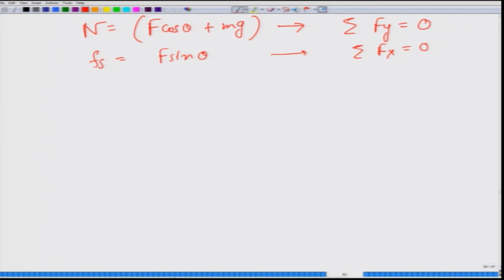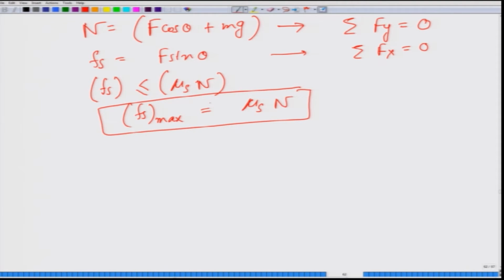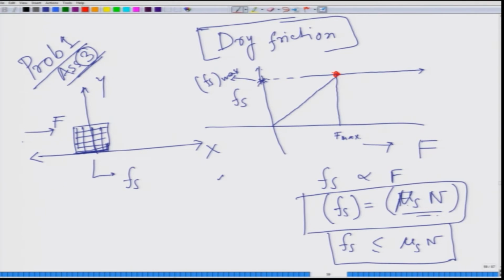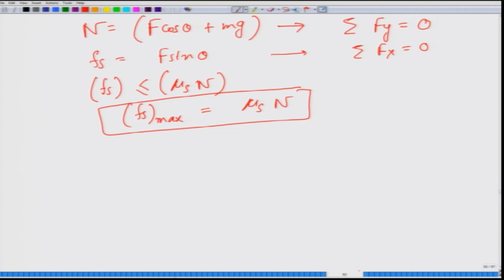So, now using these two equations and knowing that Fs is less than or equal to mu s N, the maximum frictional force is actually mu s times N. It cannot go more than this value. So, you see from this graph, this plot that I have shown, this is the maximum value of Fs corresponding to the maximum possible force. Now, if I write mu s N in place of Fs, I get mu s N equal to mu s, taking the value of N from here, F cosine theta plus mg, which is nothing but F sine theta.